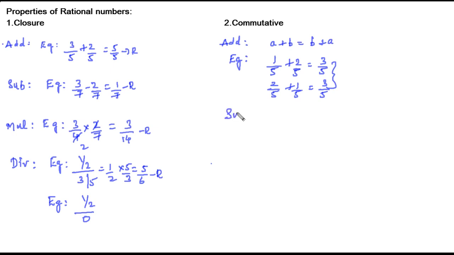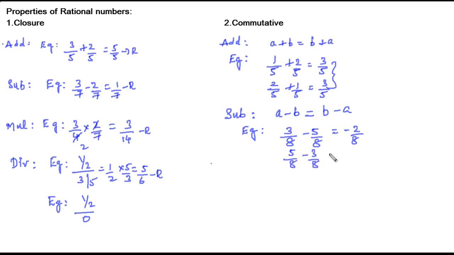Let's look into subtraction. Subtraction commutative property is, if a minus b is equals to b minus a, then we can say that it is satisfied. Let's look into one example, 3 by 8 minus 5 by 8. The resulting number is minus 2 by 8. Let's change the order, 5 by 8 minus 3 by 8, which will be equals to 2 by 8. But these two are not equal, so we can say that it is not satisfied.